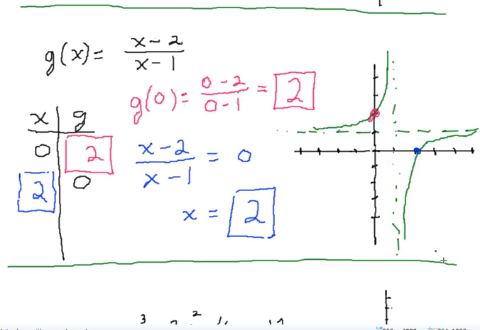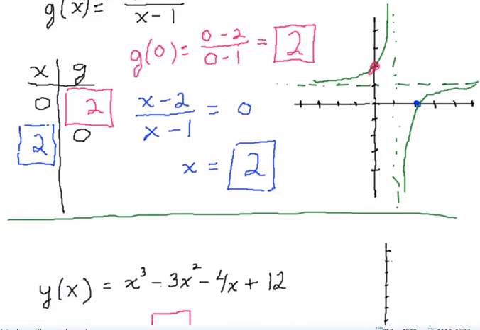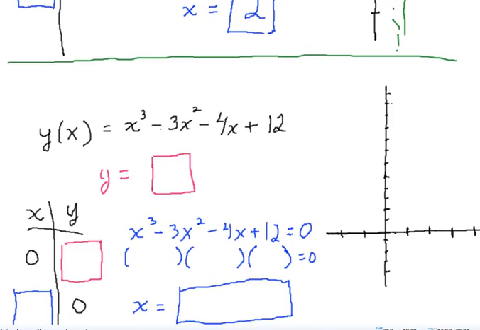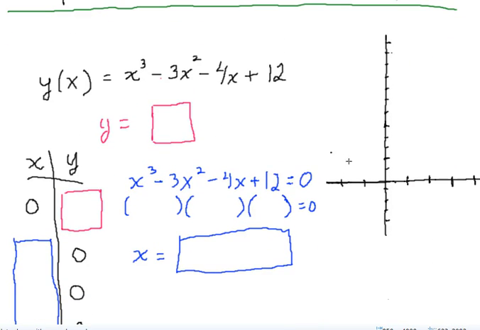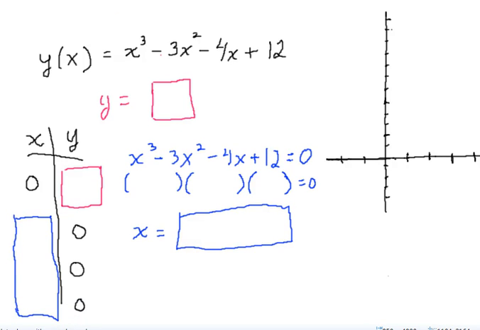So there's the graph using the intercepts and certain other techniques. There's the graph of a rational function. Let's move to a polynomial function. This one is of degree 3, whereas previously we had a parabola. It was of degree 2. This is a third degree polynomial.